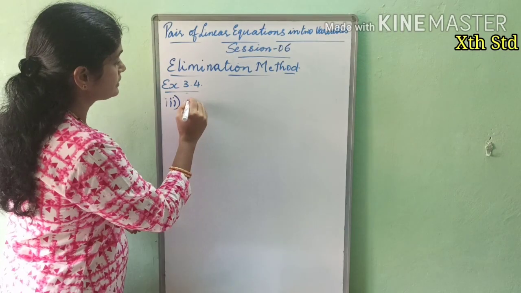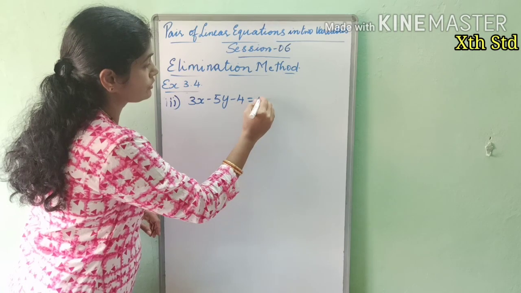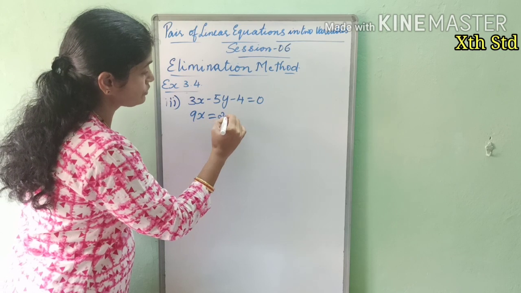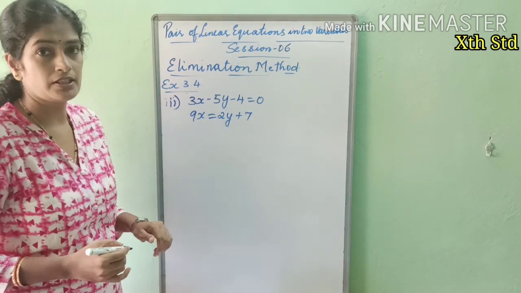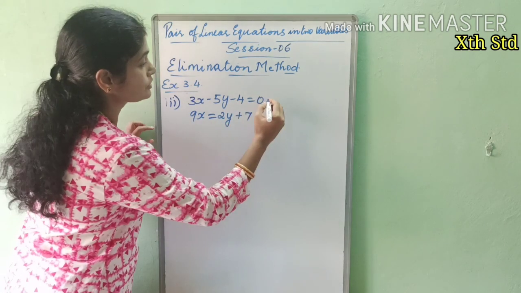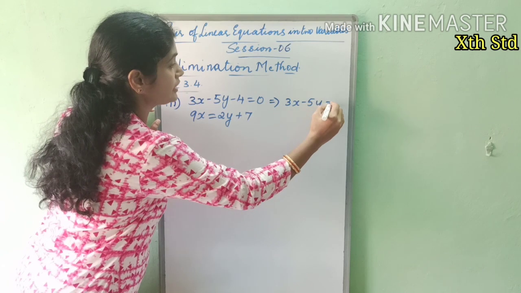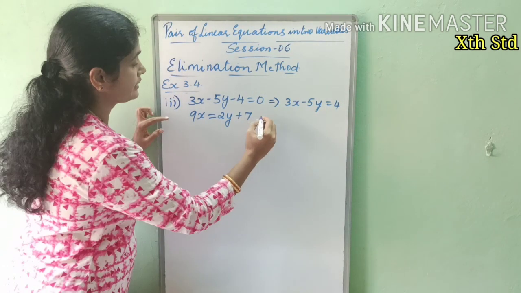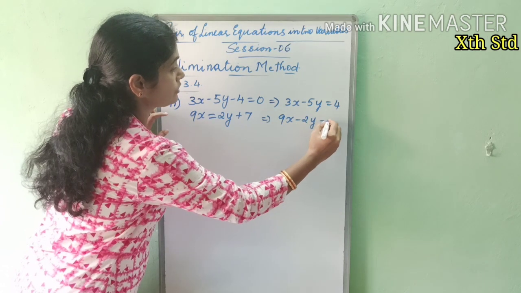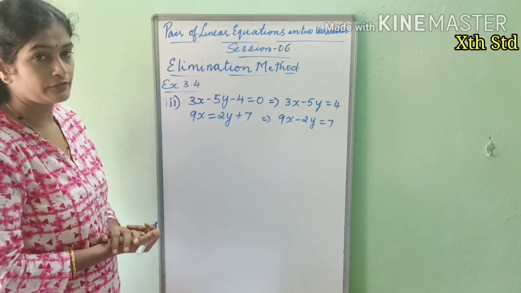It is 3x minus 5y minus 4 equal to 0. Then 9x is equal to 2y plus 7. Fine. So first we will write both of them in the standard form. So this will imply it is 3x minus 5y equal to 4, and this one 9x minus 2y is equal to 7. Now you can decide which variable you have to eliminate.